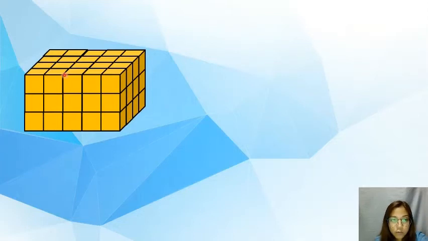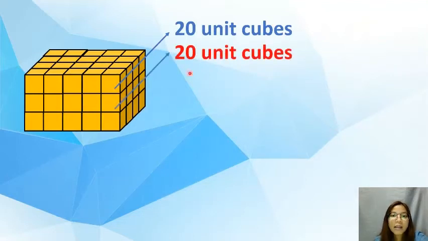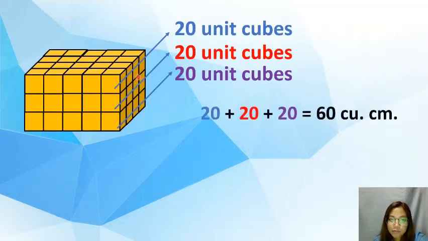So you have 1, 2, 3, 4, 5 as your length. Then 1, 2, 3, 4 as your width. To count the unit cubes, that's 5 times 4. So that's 20 unit cubes. So we're going to count it by layer. For the first layer, it's 20 unit cubes. For the second layer, another 20 unit cubes. For the third layer, another 20 unit cubes. Then add it all to get the volume of this figure. So we have 60 cubic centimeters.